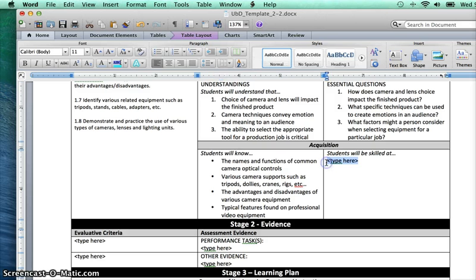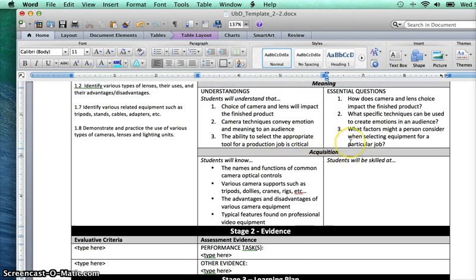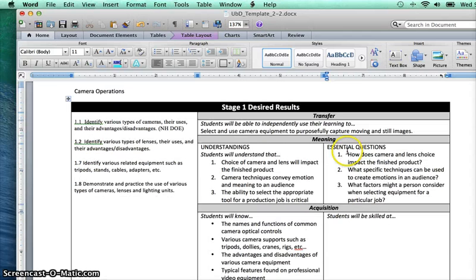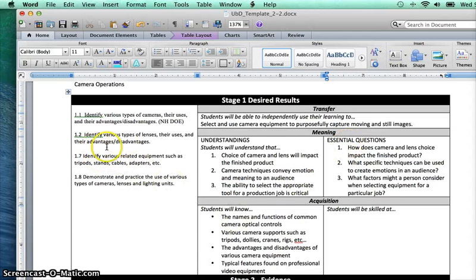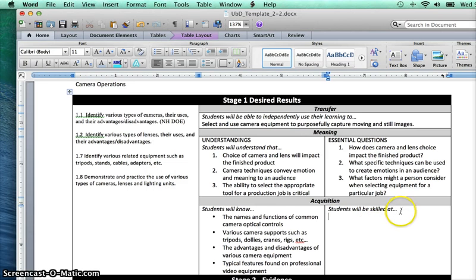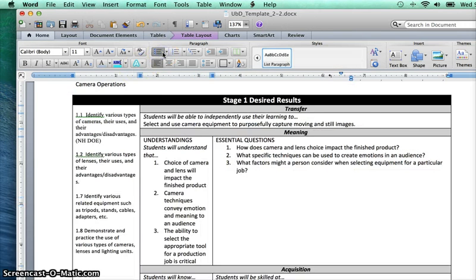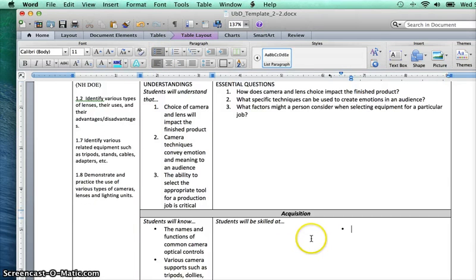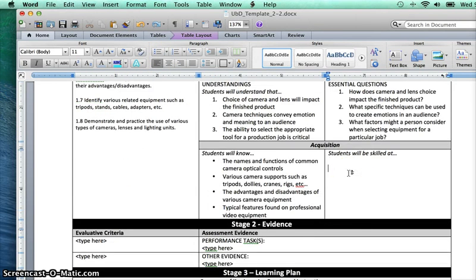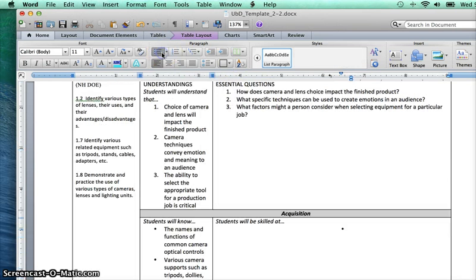Students will be skilled at, well, this is what are they going to do? And again, I think the temptation is to put these knowledge standards over here. I would discourage you from doing that. I would instead say this is the point where we need to put this into a slightly more student-centered type of language.